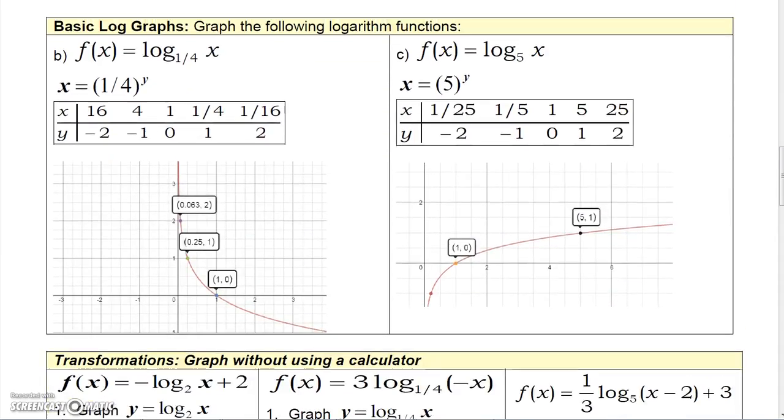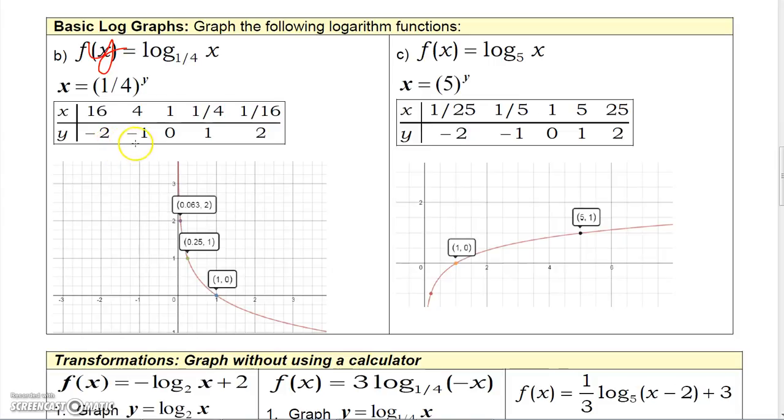Now, similarly, I could graph these values. I'm not going to go through and show you the table, but I will show you what I did. Remember, you can think of this as y equals log of x base 1/4, which would be the same as saying x equals 1/4 to the y. So if I pick y values and then plug them in to get the x values, then I'll get this table.